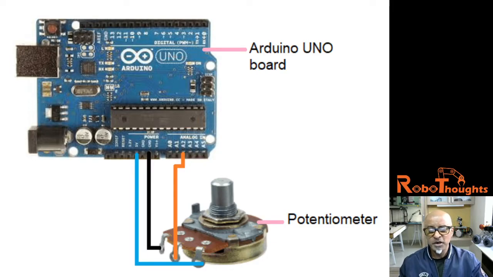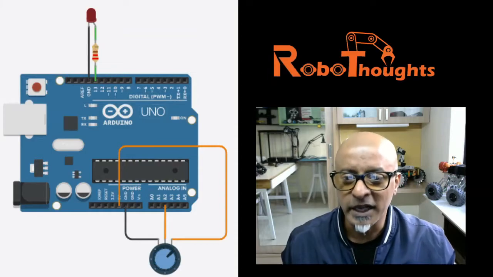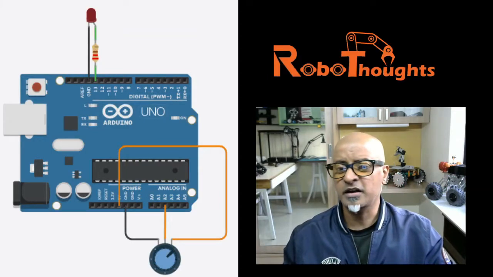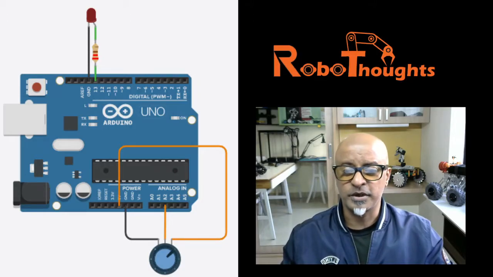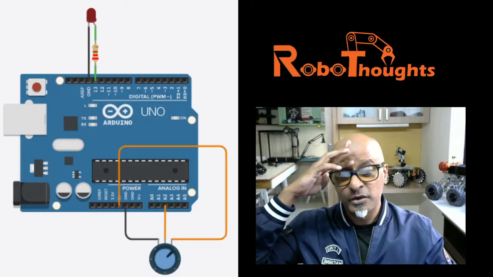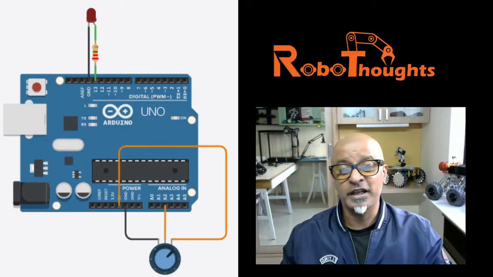Now let's build a simple circuit and then try to do some coding. This is the circuit we are going to build with a simple LED, a current limiting resistor and our potentiometer connected to the analog pin. Basically we will use the potentiometer to control the rate at which the LED blinks.